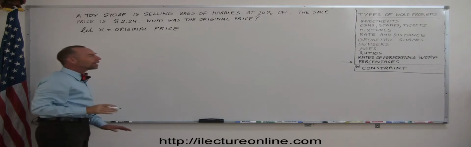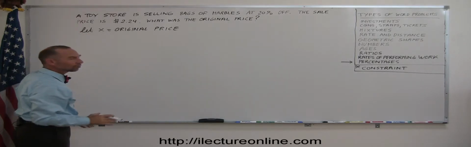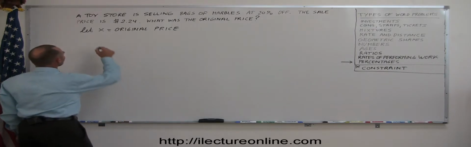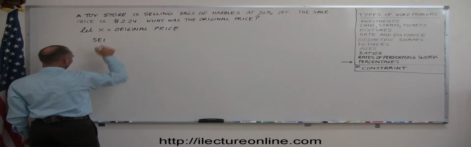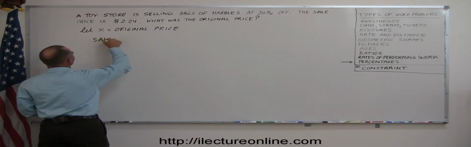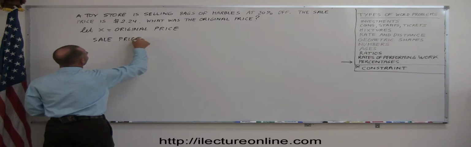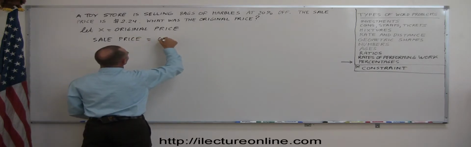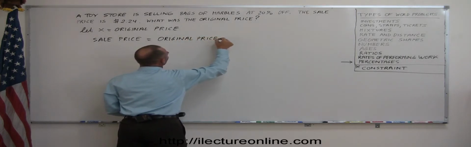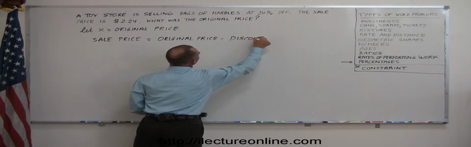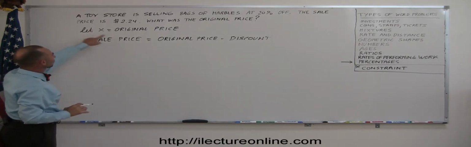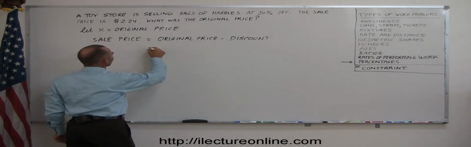Now we need an equation to translate the English sentences into mathematical form. Well, we can say the sale price, not the selling price, but the sale price, equals the original price minus the discount. Okay, that seems to make sense. So the original price, we let that equal x.